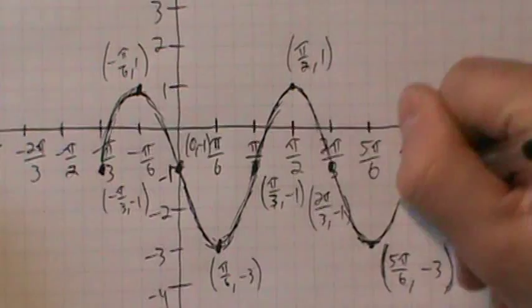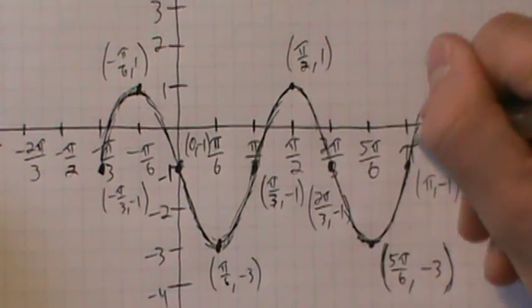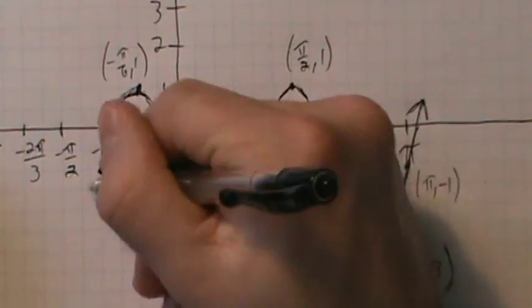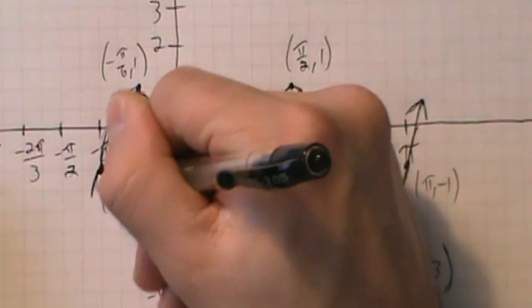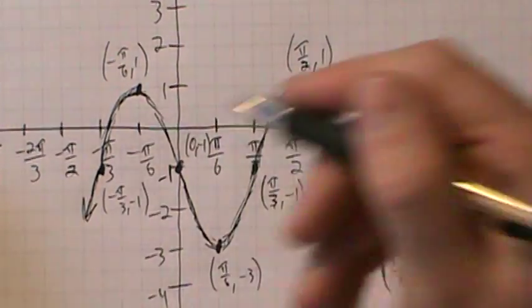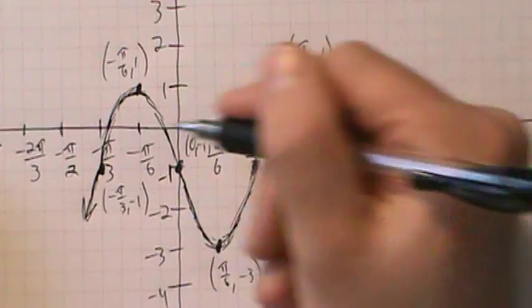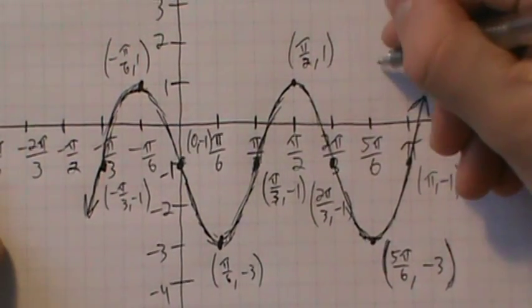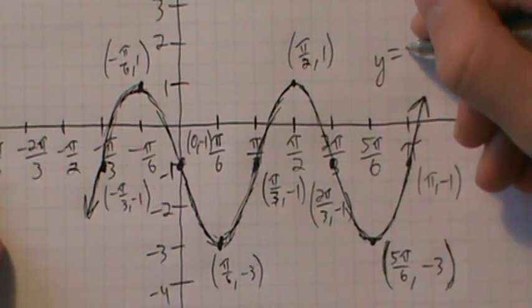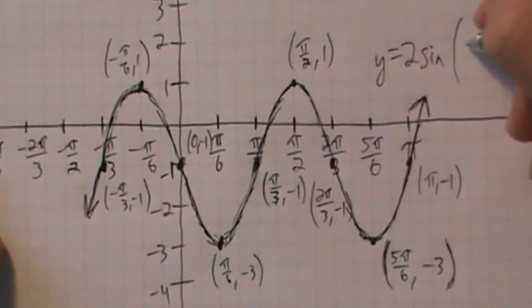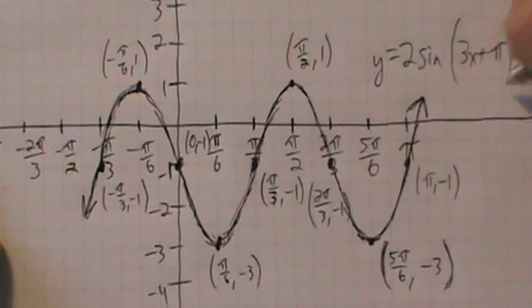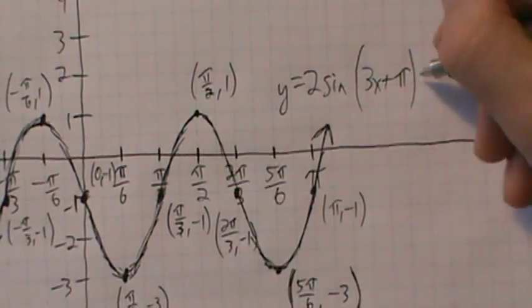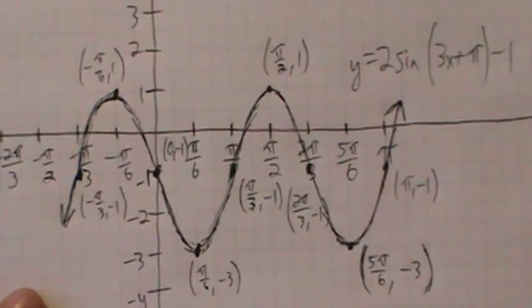Okay, not terrible, I guess. And then let's extend a little bit and put an arrow on it, and then we'll extend this one down a little bit, put an arrow on it. Ouch. Okay, that's pretty bad over there, but anyway, so this is y equals 2 times the sine of 3x plus pi, and then minus 1. All right, so that's it for the graph.